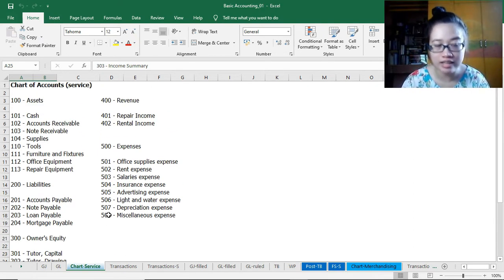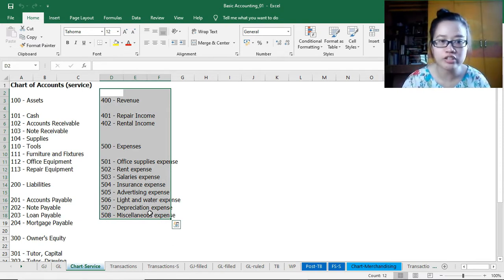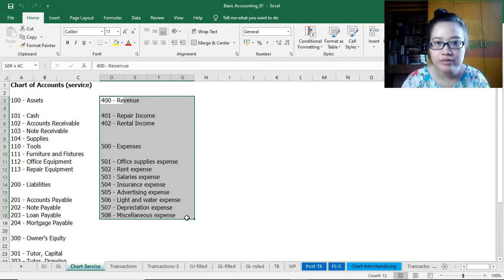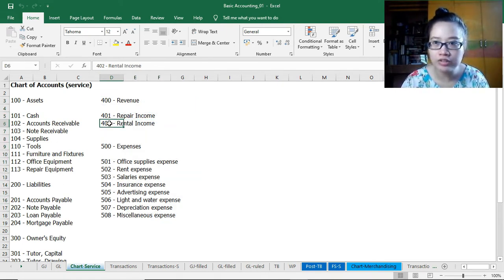Overview lang muna ng chart of accounts for today. Then we have revenue and expenses. So these are both under ng equity pa din kasi kino-close siya sa equity account. So for this particular business, ang kanyang operation ay involved lang sa repairs and rental. Okay? So since yun lang yung source of income niya, yun lang din yung inilagay niya na account titles for the revenue niya or mga income.